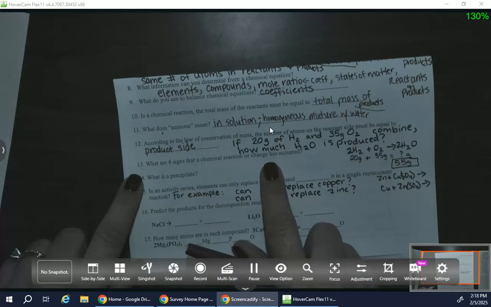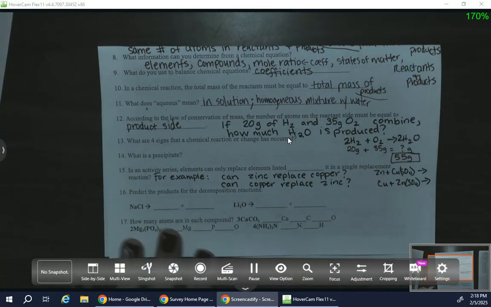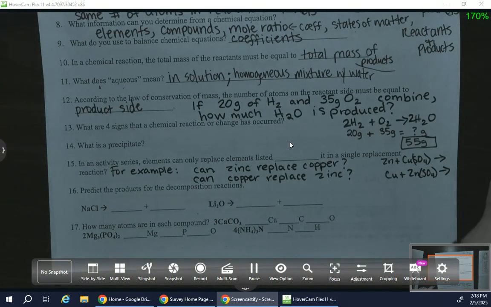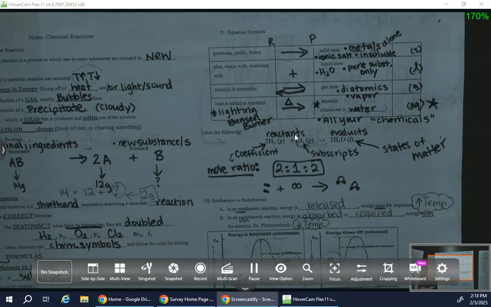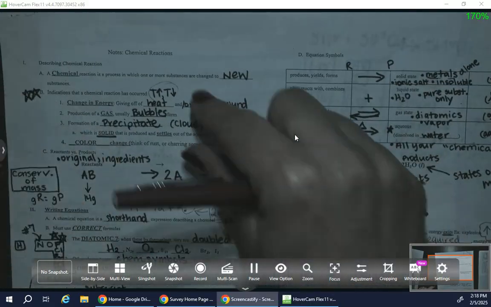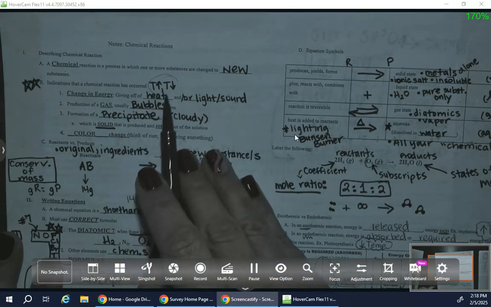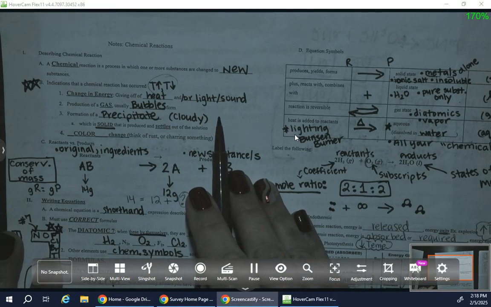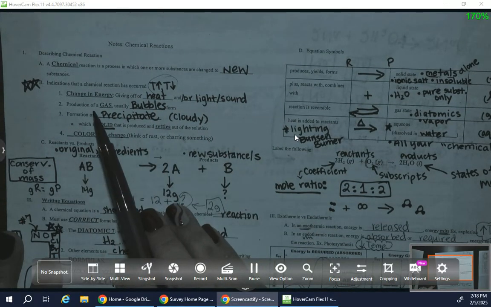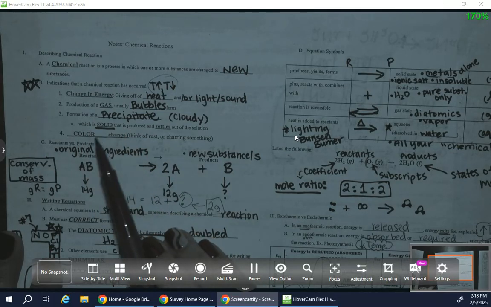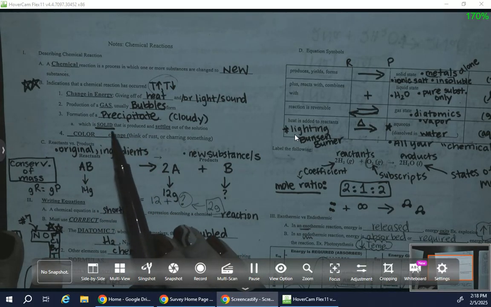I'm going to keep going. So what are the 4 signs of a chemical reaction? So the 4 signs of a chemical reaction were found in the notes that have the 2 graphs for endo and exothermic. Okay, so we wrote down those 4 signs of a chemical change. So we have change in energy, so meaning temperature increasing, or if you have light. Bubbles, production of a gas. Precipitate, which is a solid that settles out, and then color change.